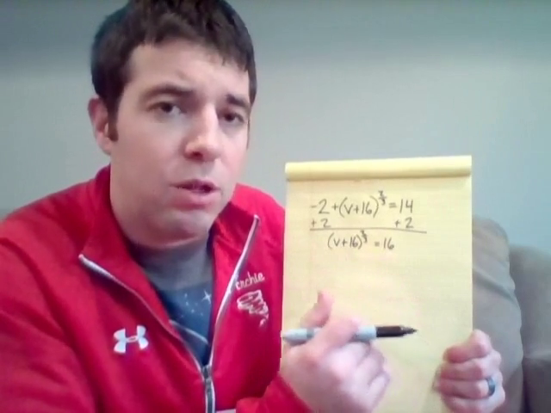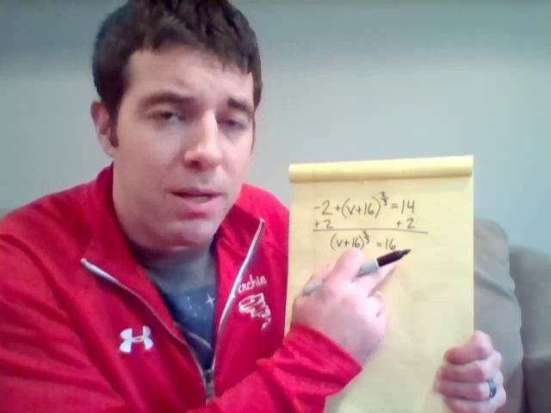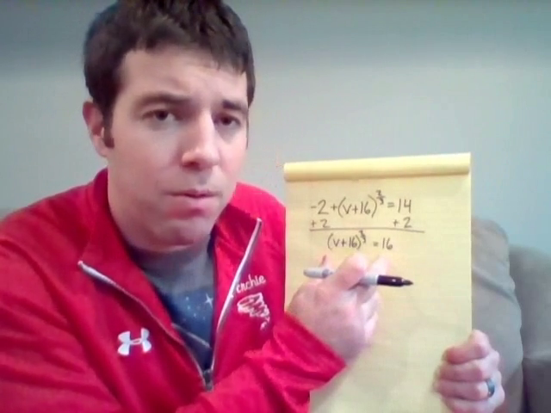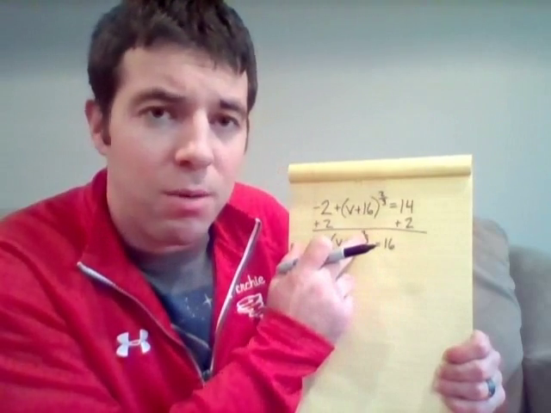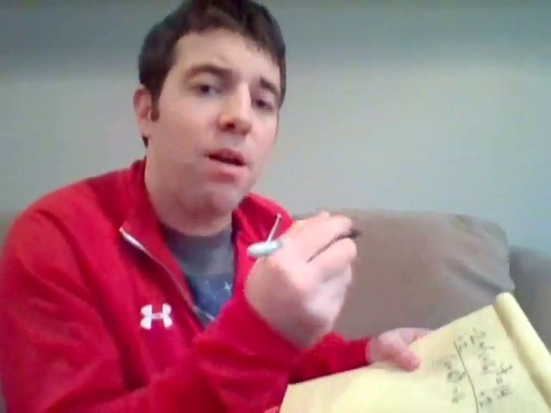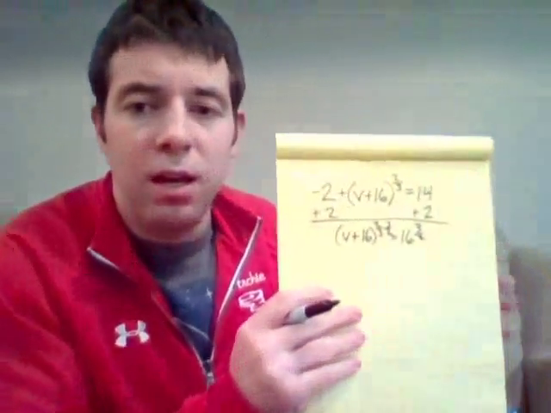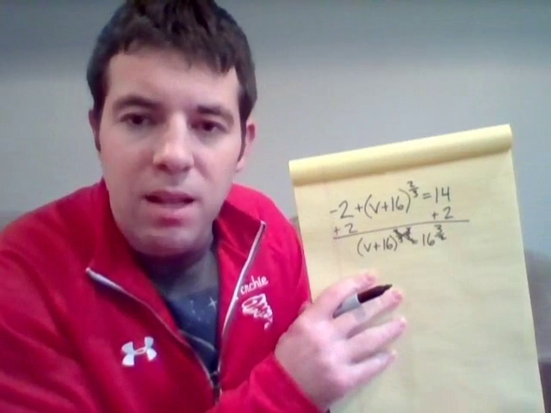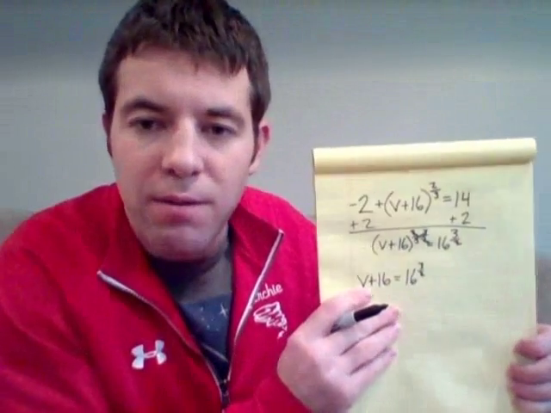So what you have to do is raise the other side to the reciprocal. If I raise both sides to the reciprocal, then this is going to eliminate and it's just going to be 1. Since this is 2/3, I want to raise both sides to the 3/2. Okay, 3/2. If I do that, those exponents cancel out, and I've got v plus 16 equals 16 raised to the 3/2.